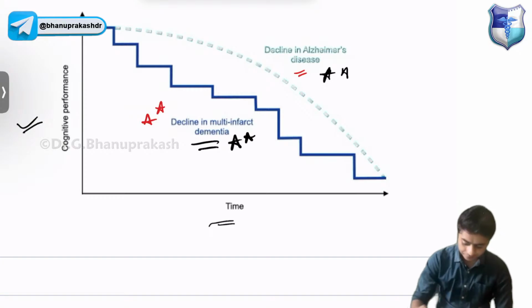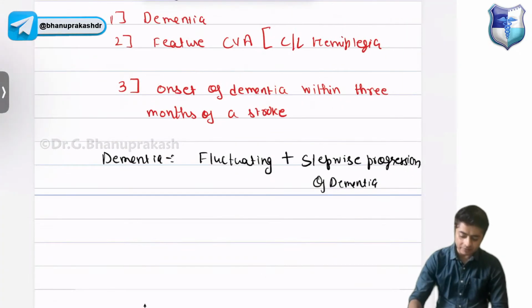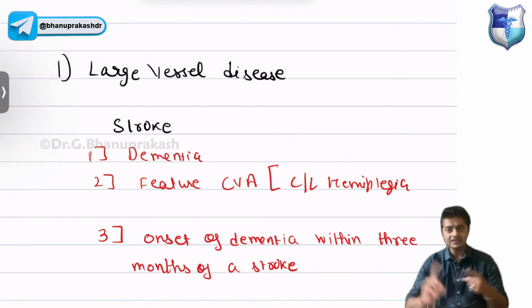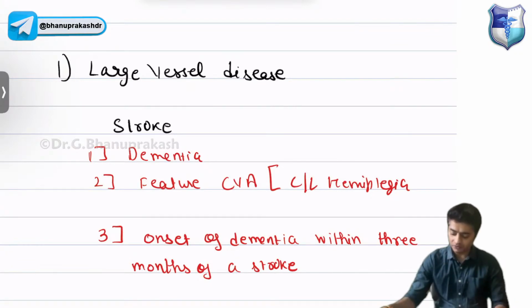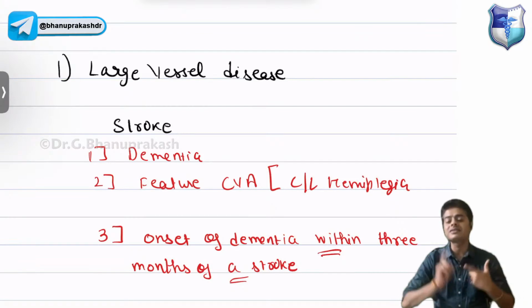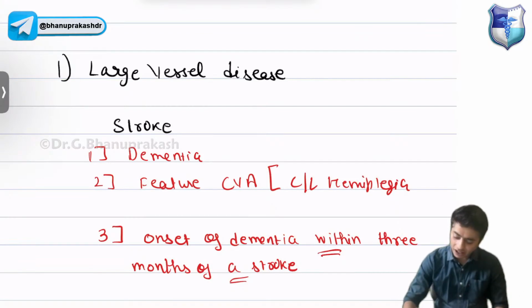ठीक है एवरीवन? सबको लार्ज वेसल समझ में आ गया? So large vessel is generally due to stroke. Dementia will be there. CV feature will be there. Onset of dementia should be within 3 months of stroke. And dementia will be a fluctuating type and it will be a stepwise type of dementia.